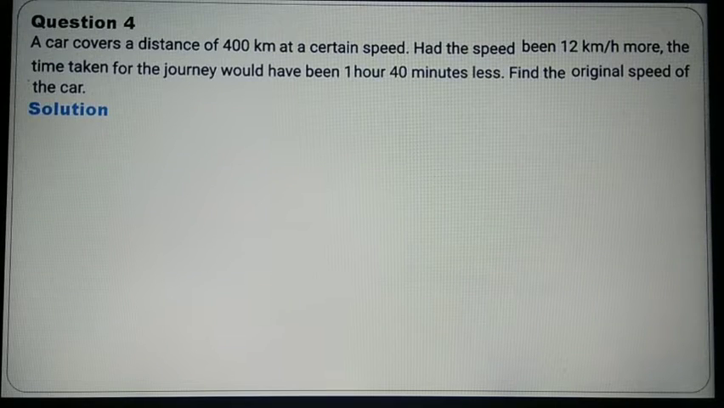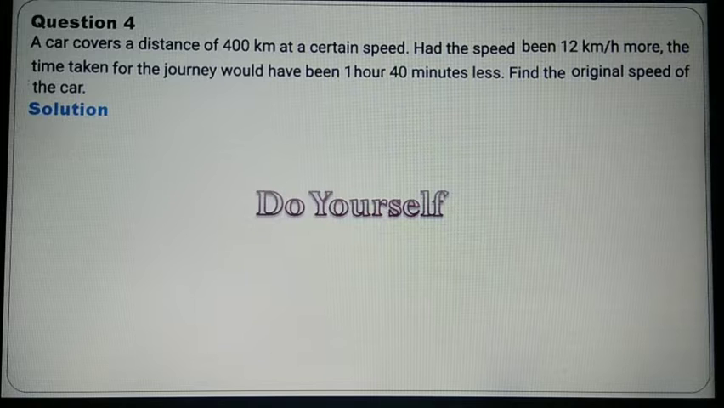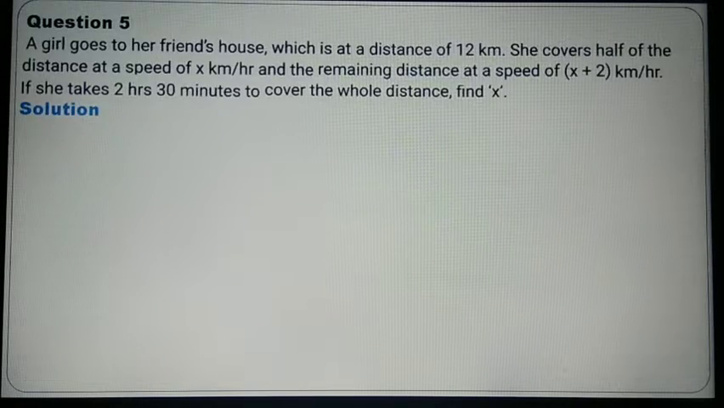The next sum is also a similar one, so this also you try by yourself. This time I'm not giving any hint here, so you try this by yourself. Let's go to the next question.